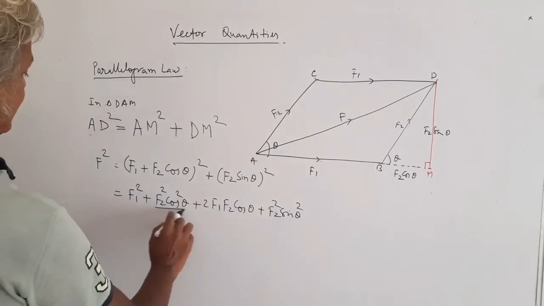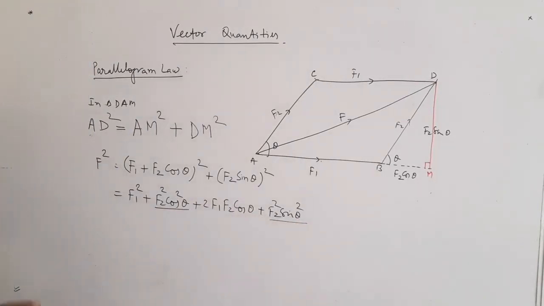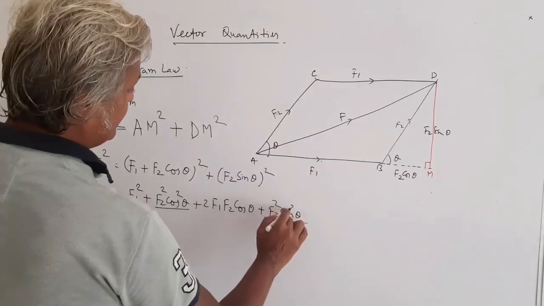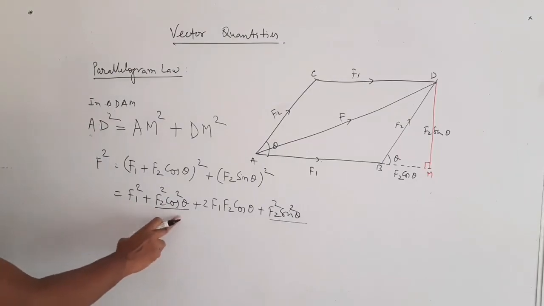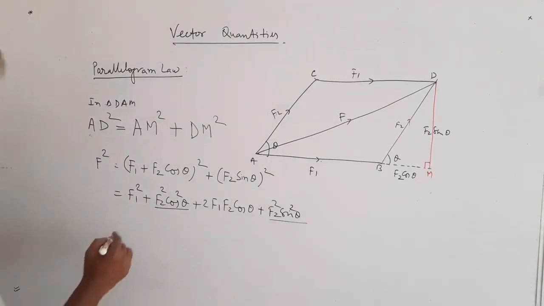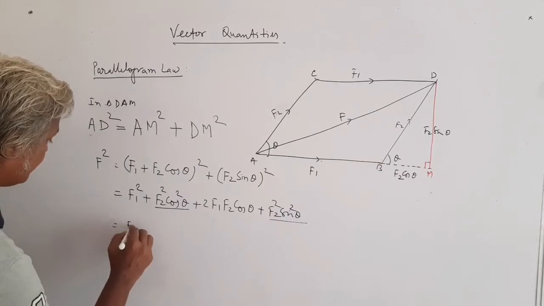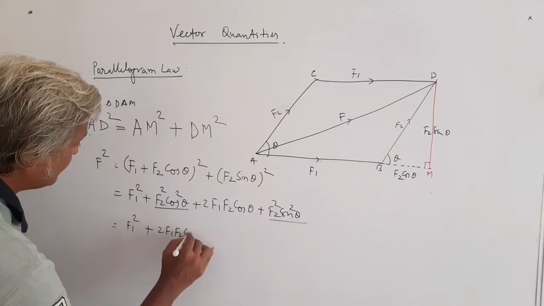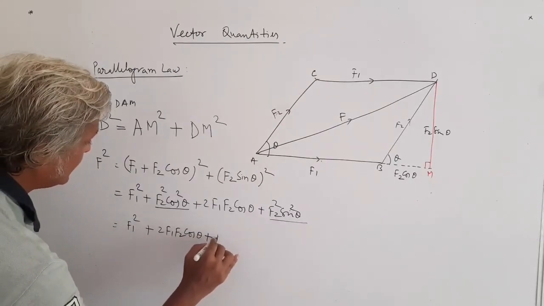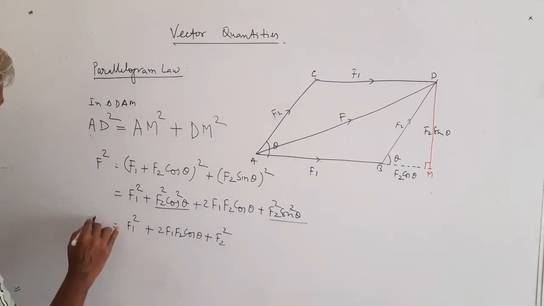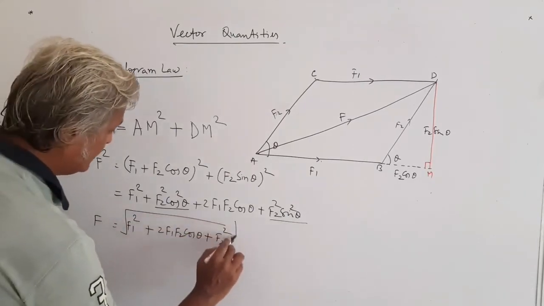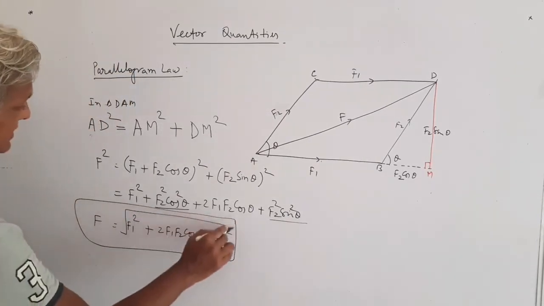Now if I combine F2 square cos square theta and F2 square sin square theta, taking F2 square common, sin square theta and cos square theta add up to become 1. So our resultant is F1 square plus 2 F1 F2 cos theta plus F2 square, and this is F square. So what is F? Just remove this square from here and put the whole thing in a square root. This is the magnitude of the resultant.